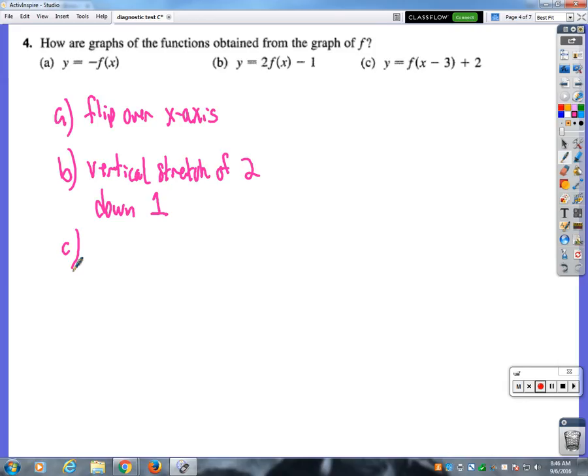All right, and then how about C? Right. Good. Inside parentheses, remember, is right and left, but it always has the opposite effect of the sign of the number, so this is actually going to go to the right 3, and then the plus 2 goes up 2.